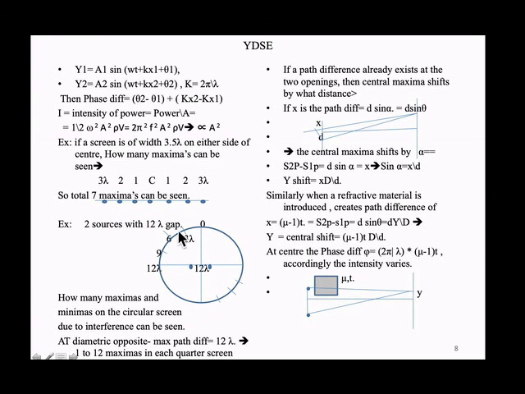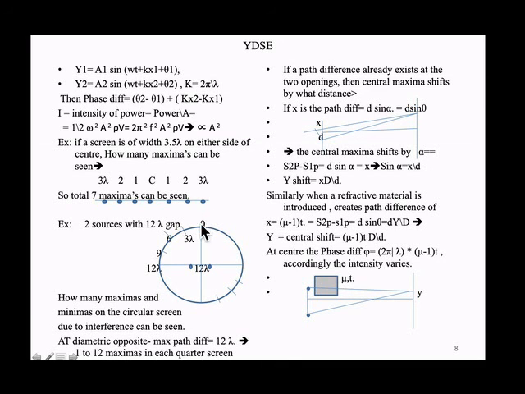Now let us say there is a circular screen and monochromatic sources with a 12 lambda gap are kept at the center. On this side and this side is 12 lambda. So how many bright and dark images can be seen on the screen? That is the question. Two sources with a 12 lambda gap, how many maximas and minimas can be seen on the circular screen? So now let us understand.